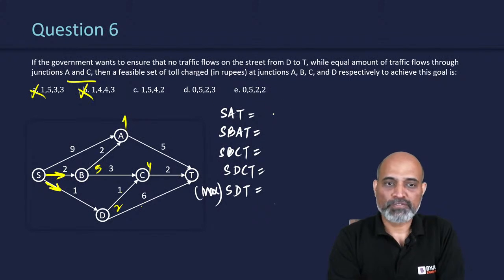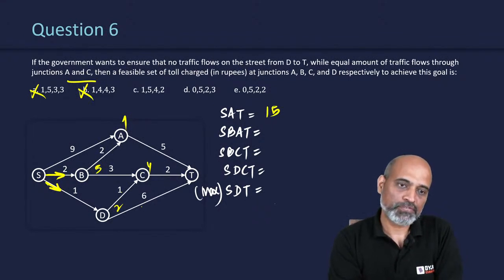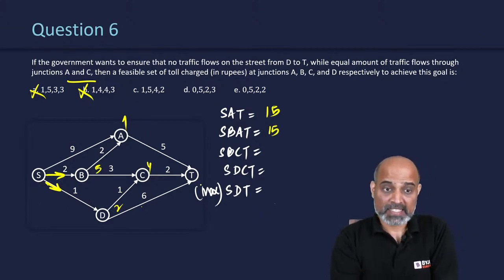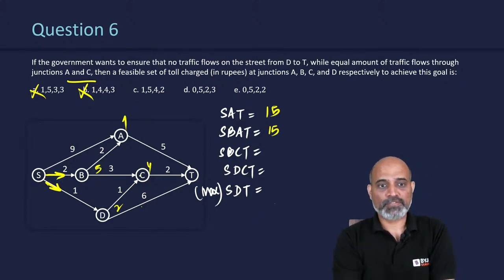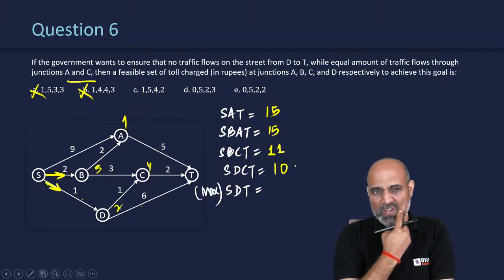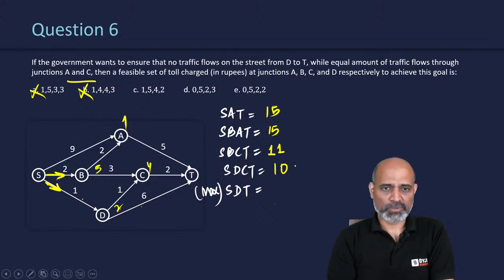So if you put 1542, this is going to be 15. This one is going to be 5 plus 4, 9, 10, 15. SBCT is going to be 5 plus 6, 11. And SDCT is going to be 2, 3, 4 plus 4, 8 plus 1, 10. 1542, right?